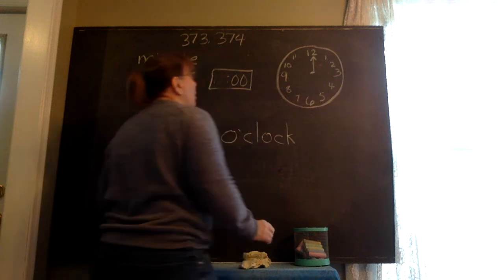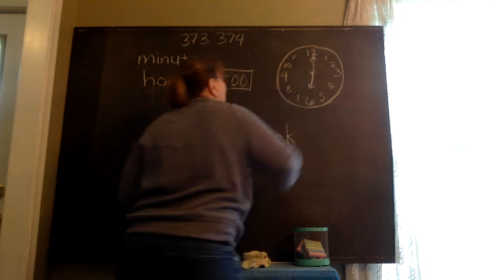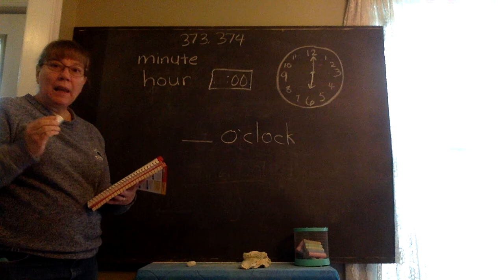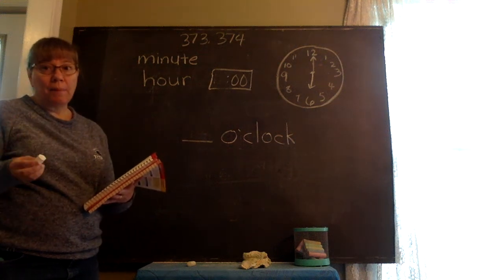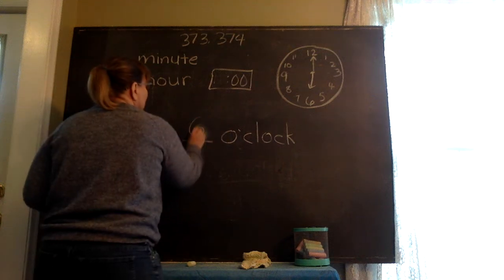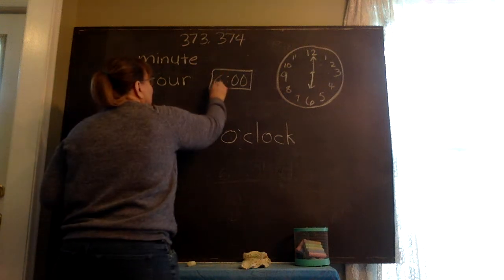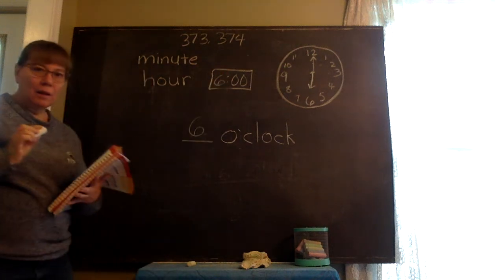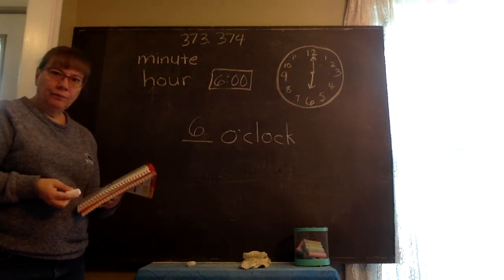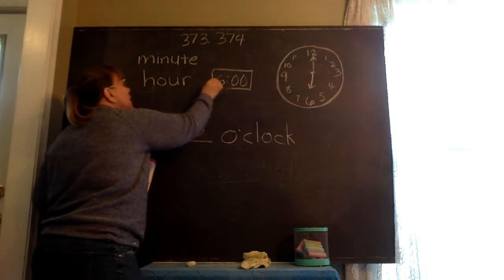All right, in number 2, our hour hand is pointing to the 6. Our minute hand is pointing to the 12. Okay? If the minute hand's pointing to the 12, it's something o'clock. If the hour hand's pointing to the 6, it is 6 o'clock. Okay? So we're going to put a 6 in front of the o'clock and a 6 in our digital clock. Make sure you can see it.